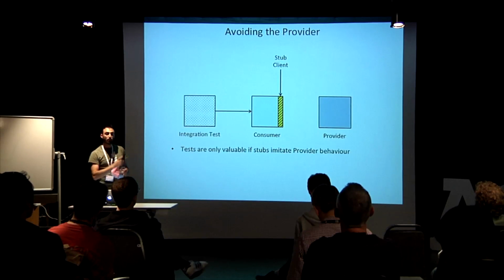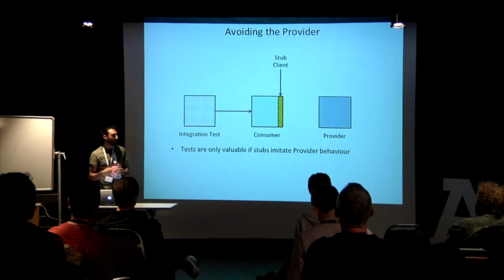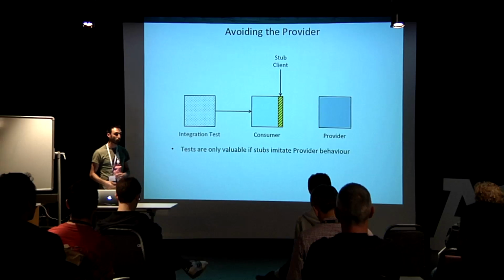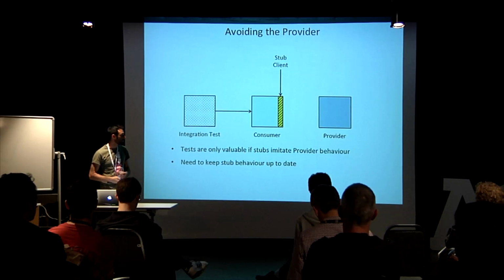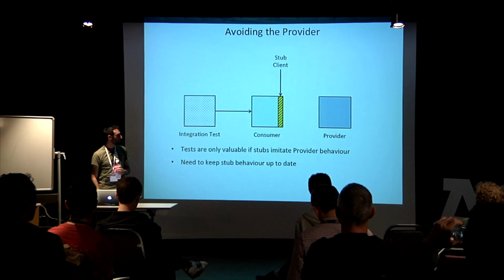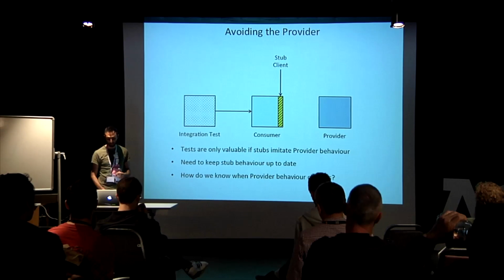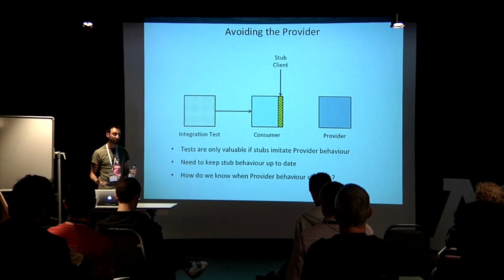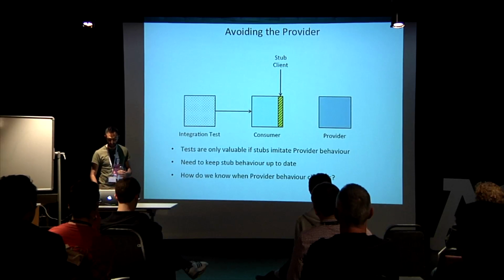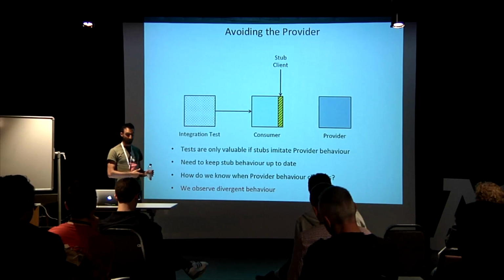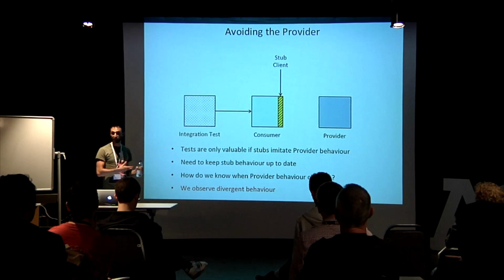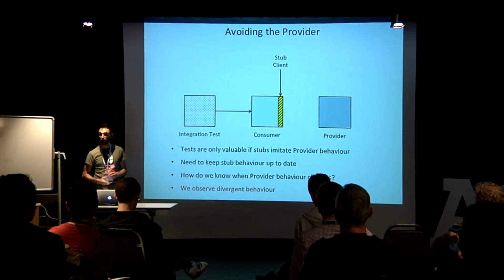The problem is that test is only valuable if that stub client behaves like the real system. If it faithfully replicates the behavior of the real provider, then we'll get some feedback that we actually care about. And that means you need to stay up to date with the real system. You need to make sure that you're aware when the provider changes, and then you can update your stuff. But in reality, we don't always know when that's going to happen, especially if there are lots of services we're integrating with. It's hard to track all those systems and their changes. And so in reality, we often observe divergent behavior, and you'll see that your stub client just doesn't accurately represent the real systems, and therefore you're at risk of writing code that won't integrate when it reaches production.